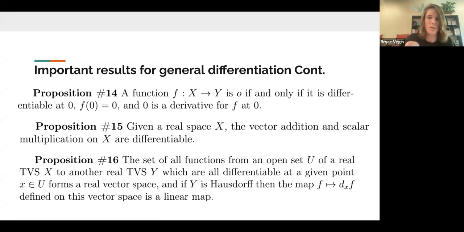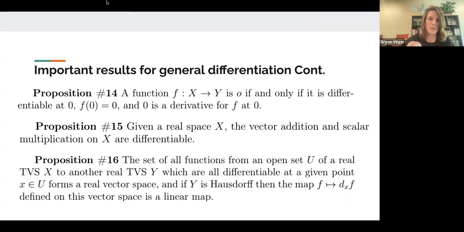All right. So a function between topological vector spaces is little o if and only if it is differentiable at the origin, sends the origin to the origin, and is well approximated by the zero function at the origin. So what we would expect a little o function to do, it does.